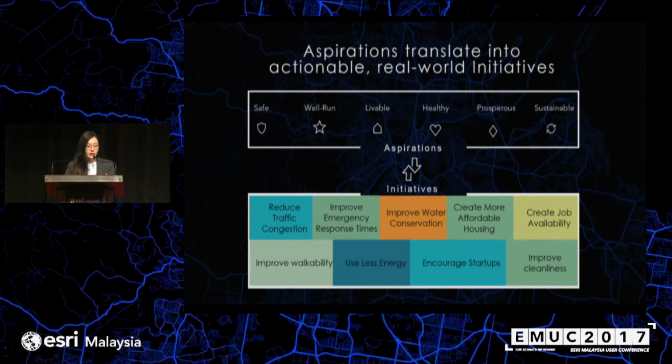Every city and nation aspires to be smart, prosperous, and livable. This is where city leaders translate these aspirations into policies and initiatives. Initiatives are strategies that are measurable and repeatable so that they are able to collaborate with their community. One of the initiatives I would like to talk a little more about, which is close to many of us here in Malaysia, is how we can reduce traffic congestion.